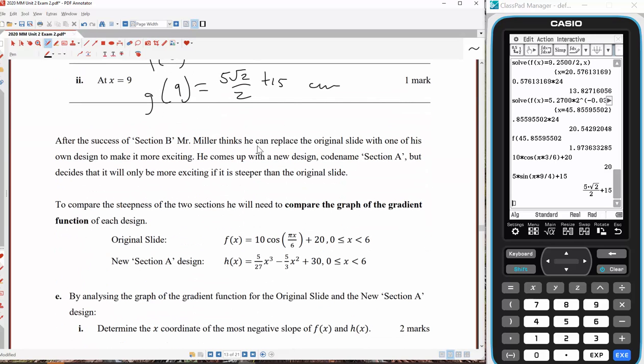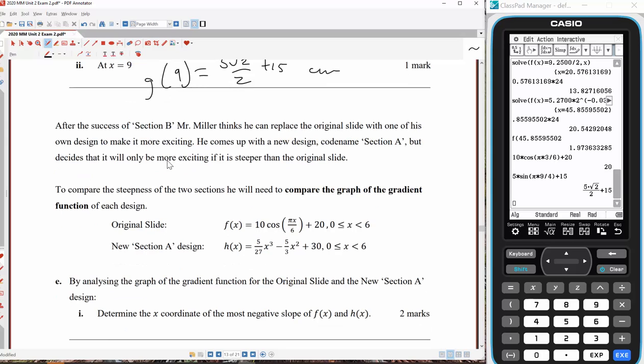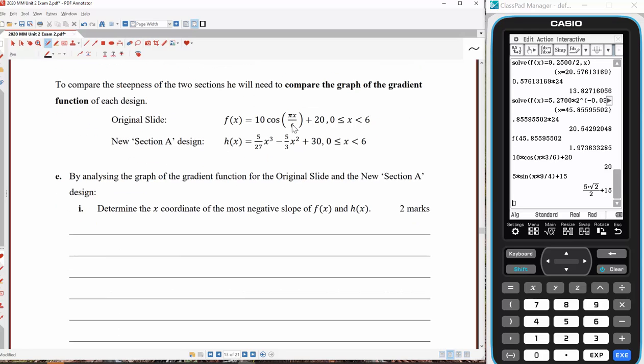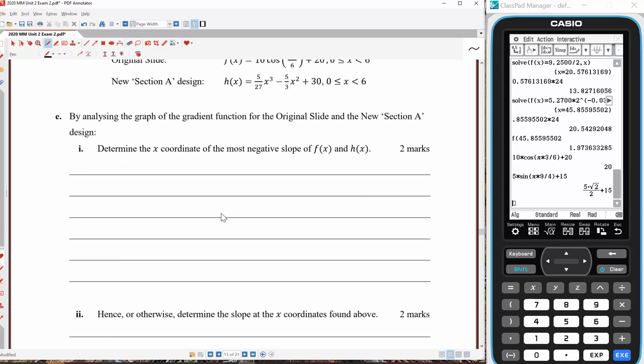After the success of section B, Mr. Miller thinks he can replace the original slide with one of his own designs. To make it more exciting, he comes up with a new design, code name section A, but decides that it'll only be more exciting if it's steeper than the original slide. So the idea is that we want steepness. Okay, steeper slides are obviously more exciting for Olivia. So to compare the steepness of the two sections, you'll need to compare the graph of the gradient function. So here's our original slide, and here is our new section A. So by analyzing the graph of the gradient of the original compared to the new design, determine the x coordinate of the most negative slope.